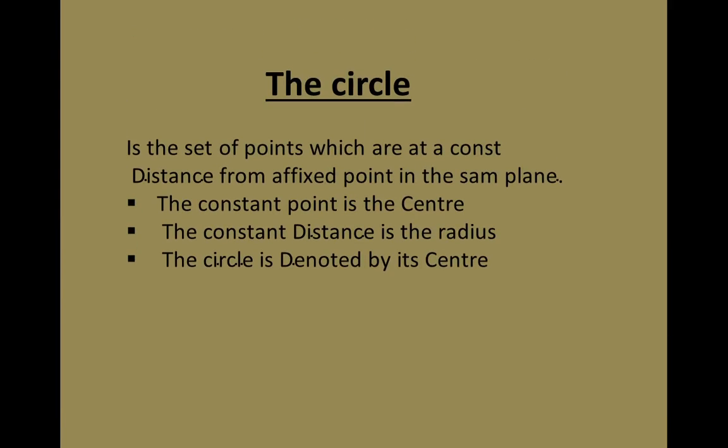The circle. Firstly, the definition of the circle is the set of points which are at a constant distance from a fixed point in the same plane. The fixed point is the center of the circle, and the constant distance is called the radius of the circle. The circle is denoted by its center.